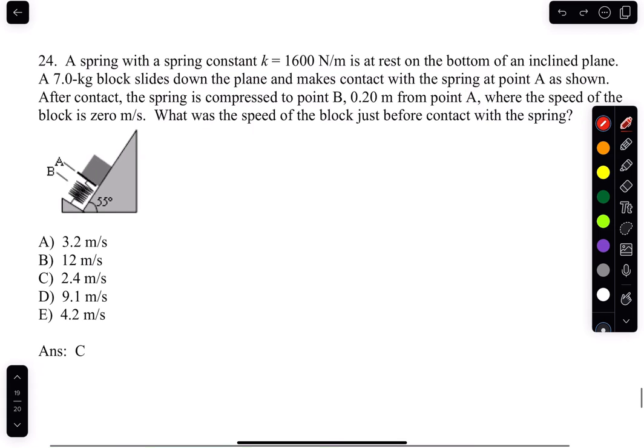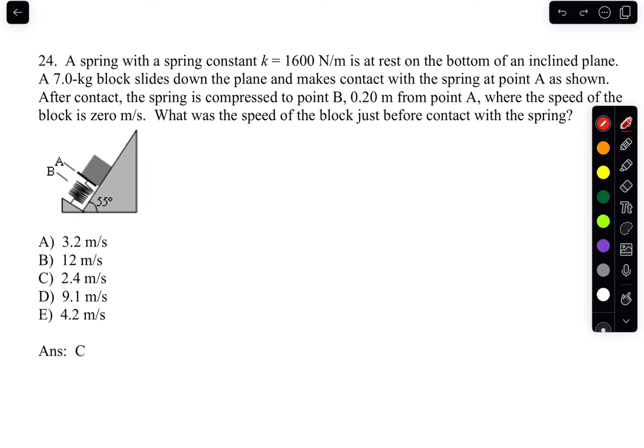In this question, we have a spring with a spring constant K equals 1600 newtons per meter. It is at rest on the bottom of an inclined plane. A 7 kilogram block slides down the plane and makes contact with the spring at point A as shown. After contact, the spring is compressed to point B, 0.2 meters from point A, where the speed of the block is 0. What was the speed of the block just before contact with the spring?